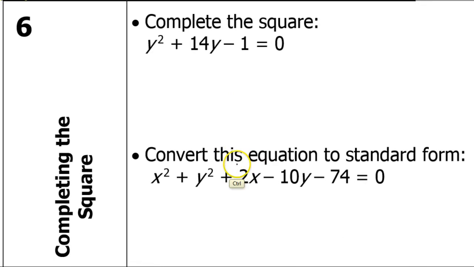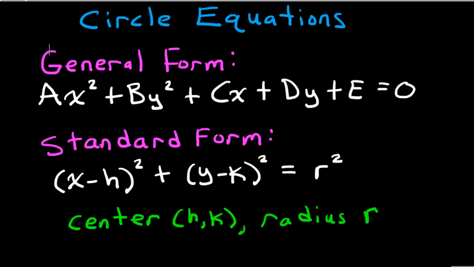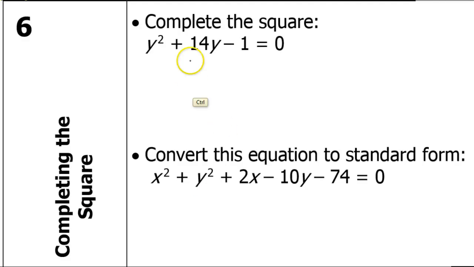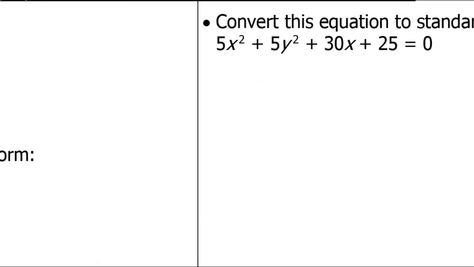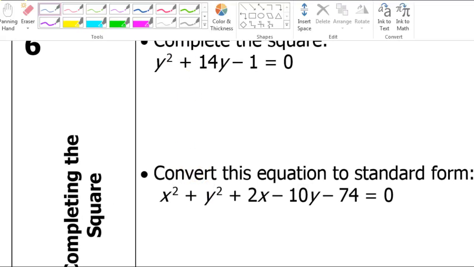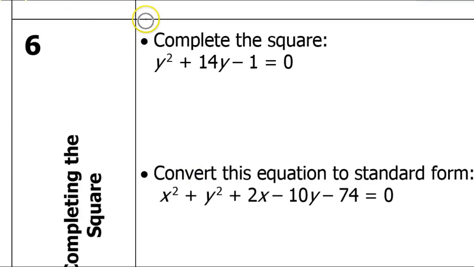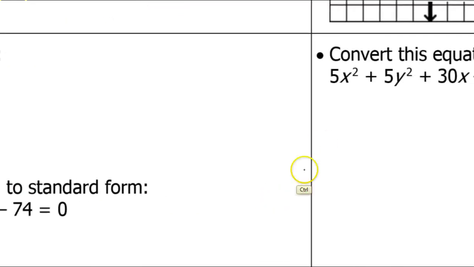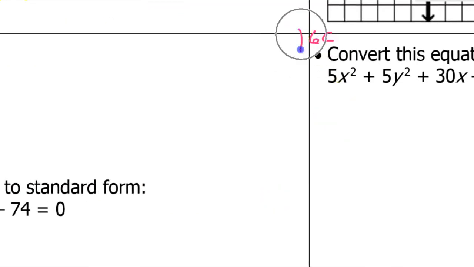So number 6, completing the square is a tool that we need to be able to convert. Later, we're going to have to convert from general form to standard form. And to do that, we will need this tool that I'm about to show you right now. Let's see, does this have a second part to it? So yeah, I'm going to call this 6A. All right, so this is 6A that I'm doing over here. And really, this will be like 6B. And then in a minute, I'm going to do 6C.